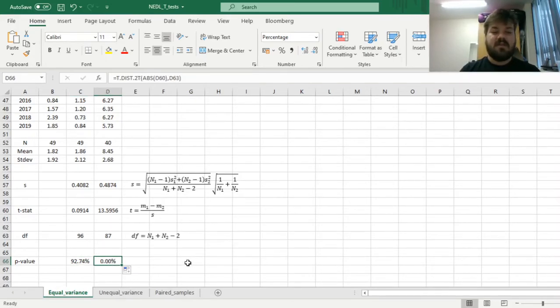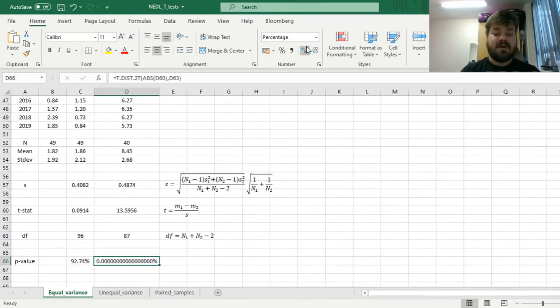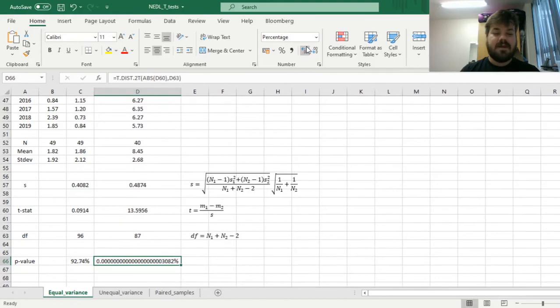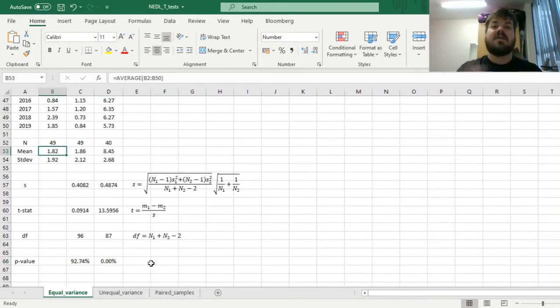While the p-value for the comparison of China and the US is very small, it's almost 0%. If you increase the number of decimals, you will see that at some point you might approach a number. So here we can see that it's 0 point, a lot of zeros, 3082%. So it is very, very unlikely that such a difference between 8.45% and 1.82% occurred randomly. It means there is some systematic difference that the equal variance t-test was able to pick up.